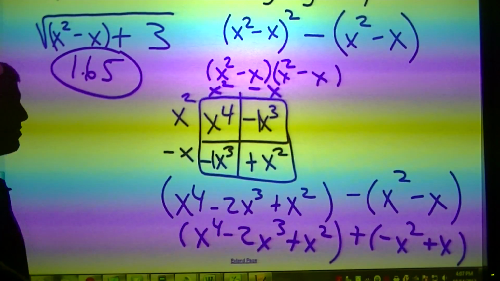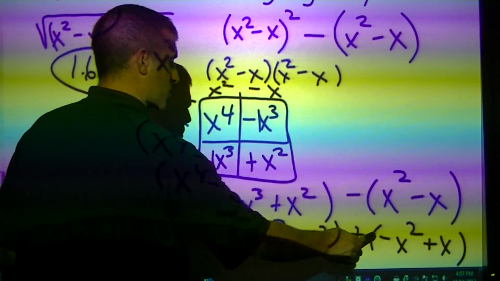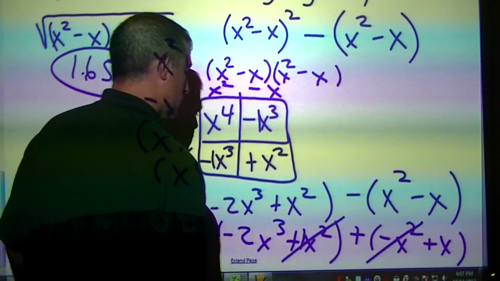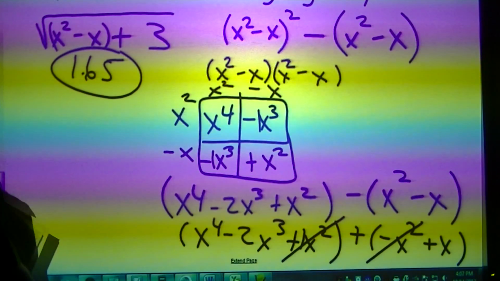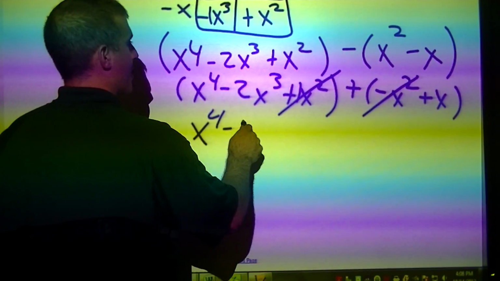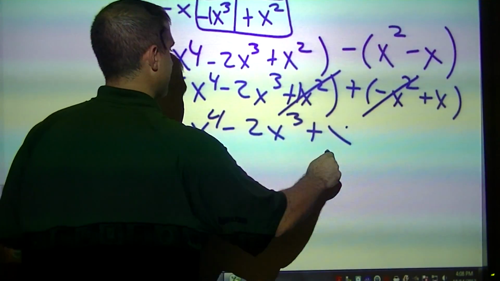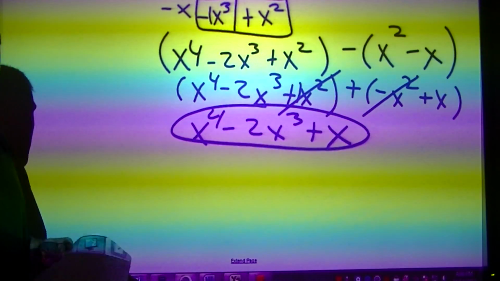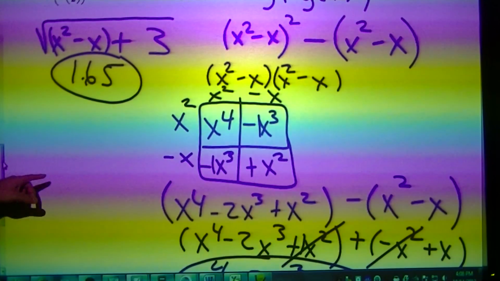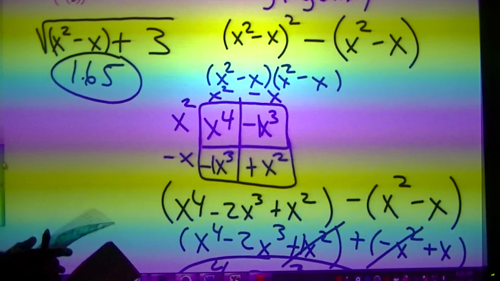Okay, and what I'm going to do is look for like terms. Well, the x squareds are alike. 1 plus negative 1 will be 0, so basically that goes away. That's just an x there. So what I'm going to have here is x to the fourth minus 2x cubed plus x, that being my final answer. A lot of work on that one. Make sure you use your boxes. The boxes will definitely help you in that case.